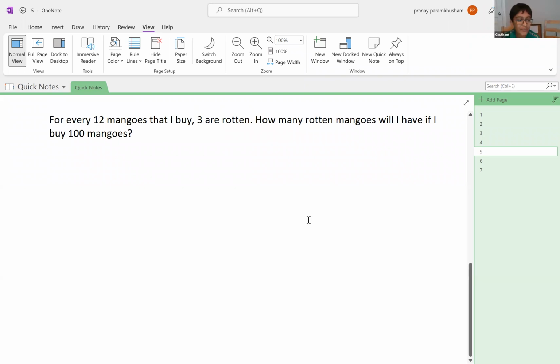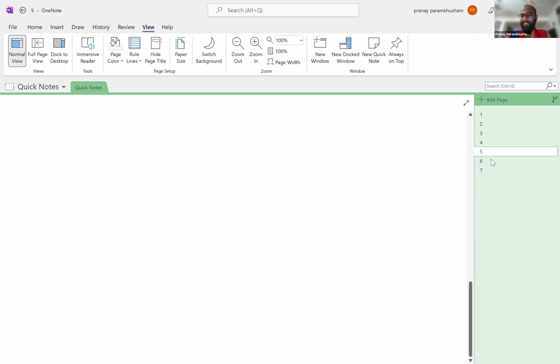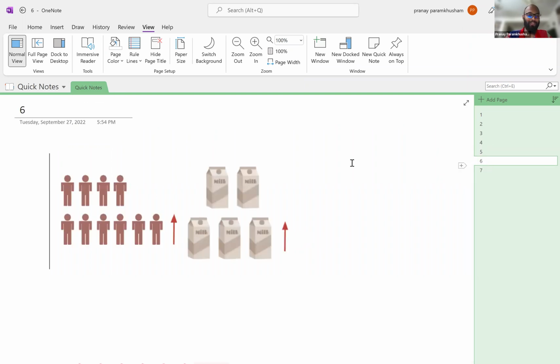For every 12 mangoes I buy, 3 are rotten. How many mangoes will I have if I buy 100 mangoes? All right, so the ratio of that is 12 to 3. Well, actually, it's 1 to 4. And then it's 25. You'll have 25 rotten mangoes if we buy 100 of them. Yes, that's right.